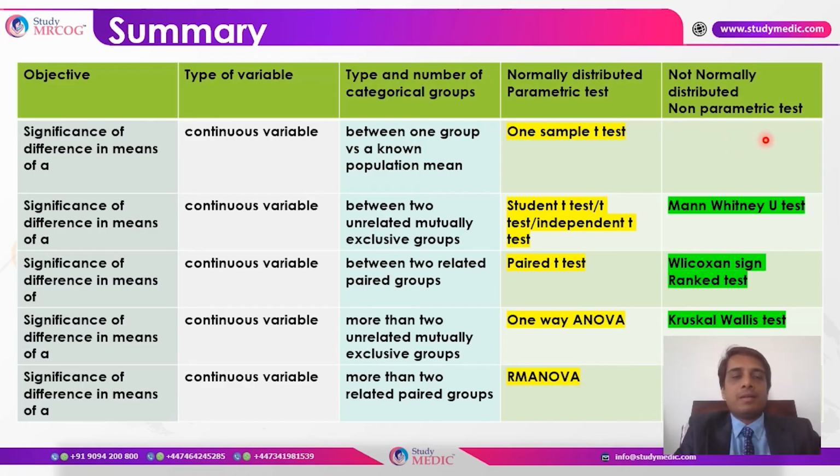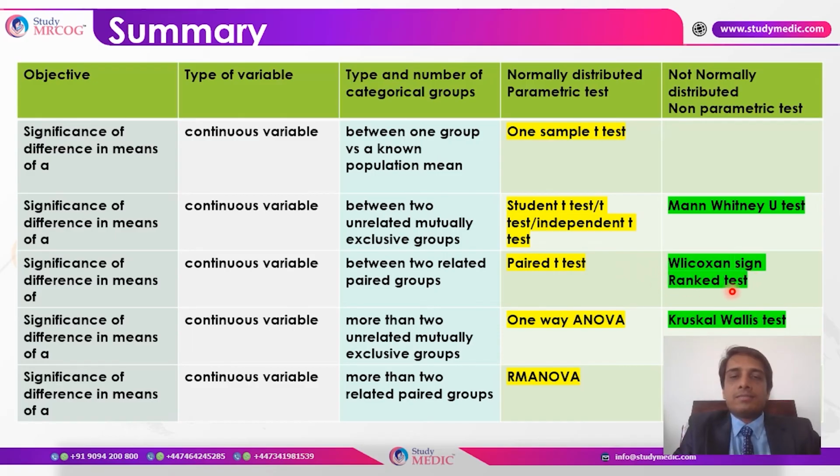Now, if you want to find out the significance of difference in means of a continuous variable between two unrelated mutually exclusive groups, we use student t-test. If it is not parametric, we use Mann-Whitney U-test, an alternative. If you want to find out the significance of difference in means of a continuous variable between two related paired groups, we use paired t-test, and the non-parametric alternative is Wilcoxon sign rank test.